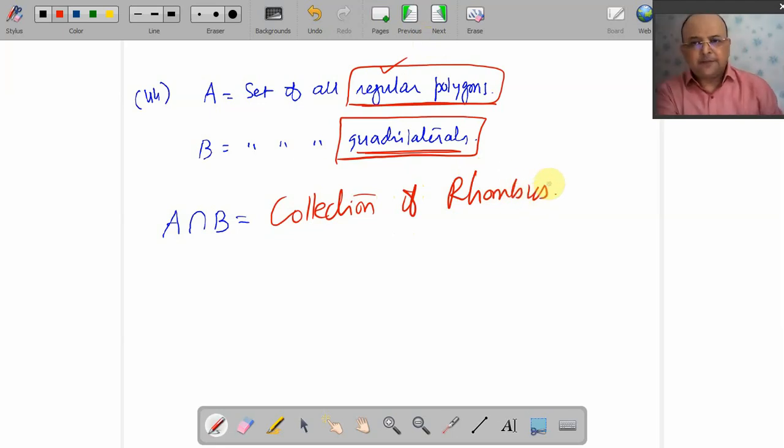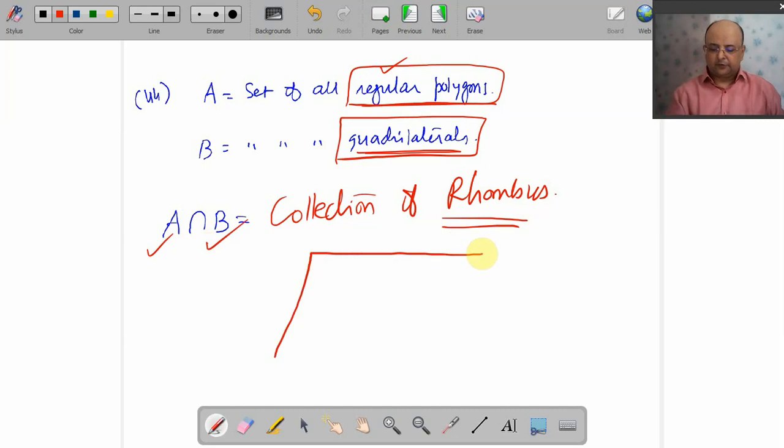You may wonder, shouldn't it be a square? Every square is a rhombus. The converse is not true. So I want an element in A, that is, it must be a regular polygon, that is, all the sides are equal. I want in B, it is a quadrilateral, meaning 4 sides. So if we combine these two statements, there are 4 equal sides, so it is the collection of rhombus. I hope you know the shape of a rhombus.